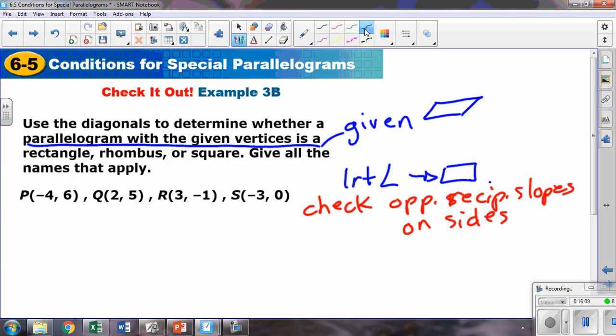We also had a second method: the diagonals can be congruent. The parallelogram combined with congruent diagonals is a second way to check if this thing is a rectangle. Well, how would we show that the diagonals are congruent?